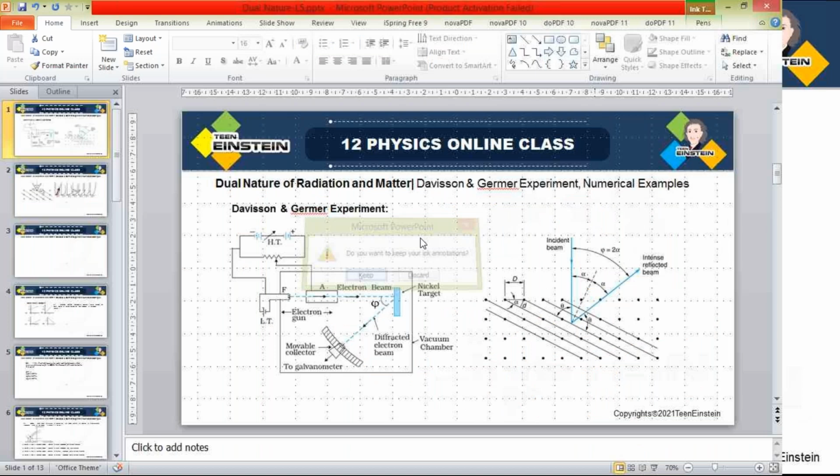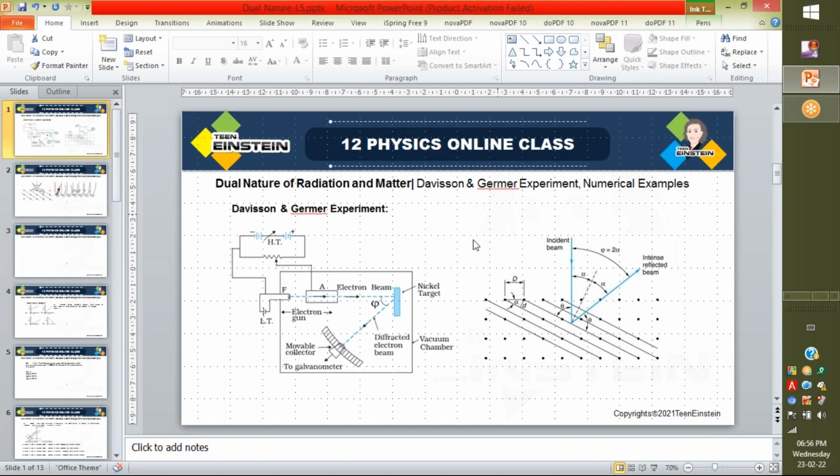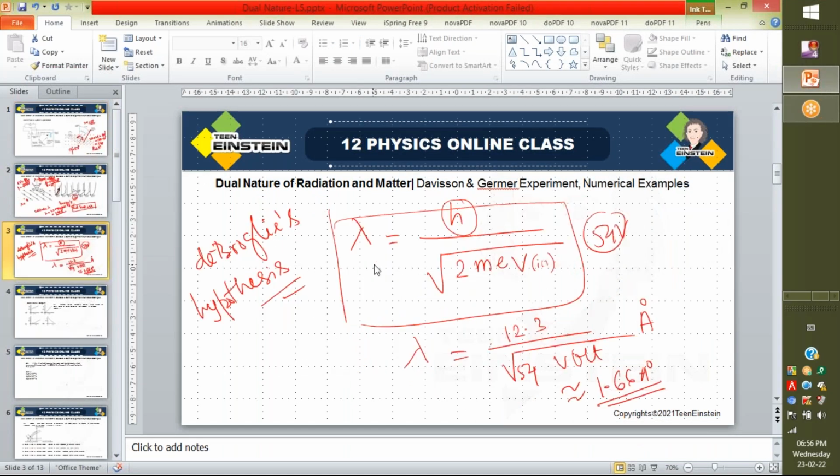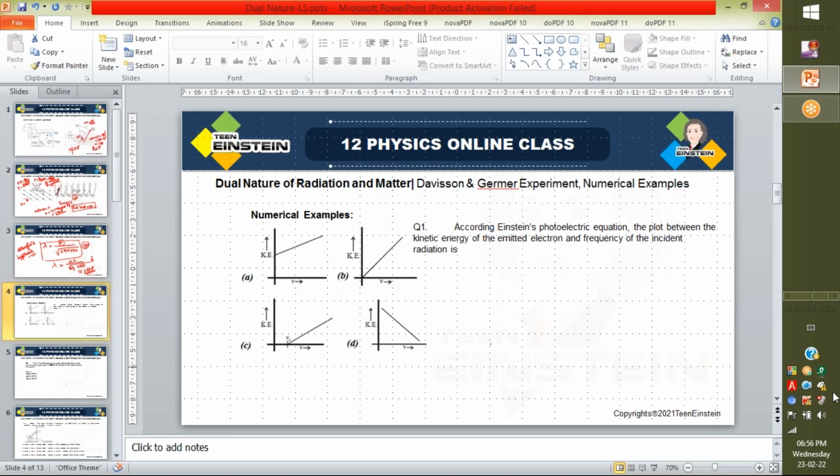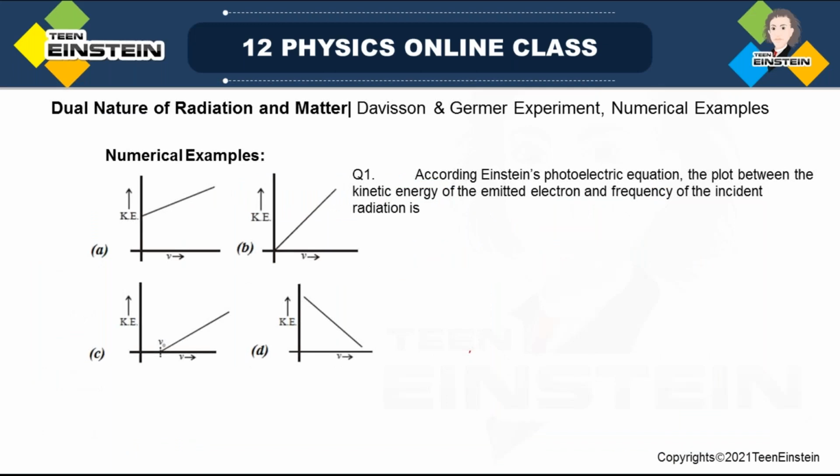Now, as I promised, I'll take up a few numerical examples for today, to overview the whole chapter. Basically, I'll take up a few examples from de Broglie hypothesis as well as the photoelectric effect. I have a few MCQ type questions.